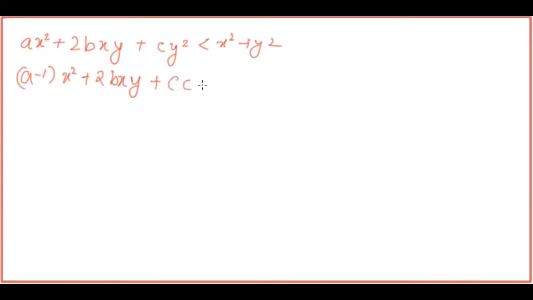So you're given a relation ax square plus 2bxy plus c y square is less than x square plus y square. So I will take these two on the left side, right? So I have (a minus 1) x square plus 2b xy plus (c minus 1) y square is less than 0. Now let me have this in the form of a quadratic equation in terms of x.